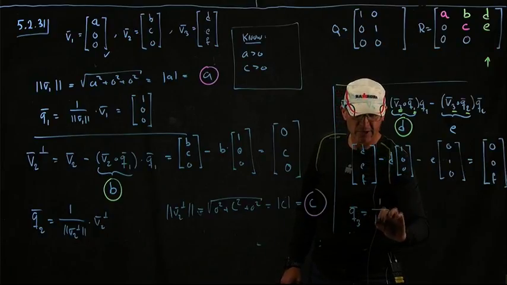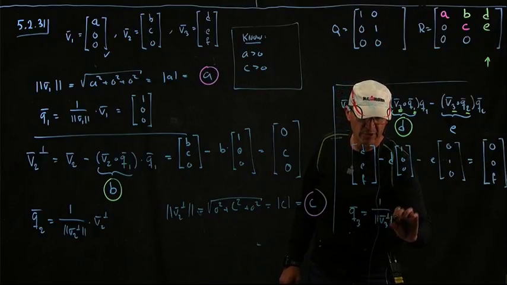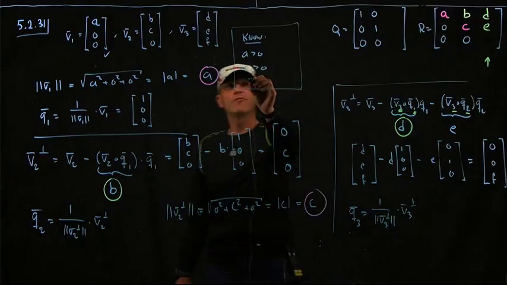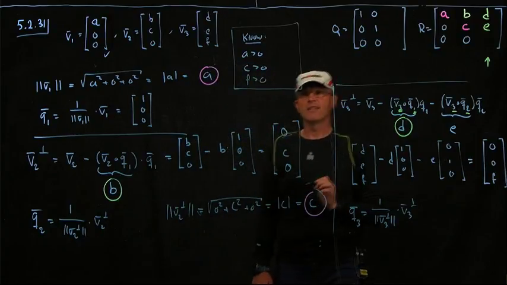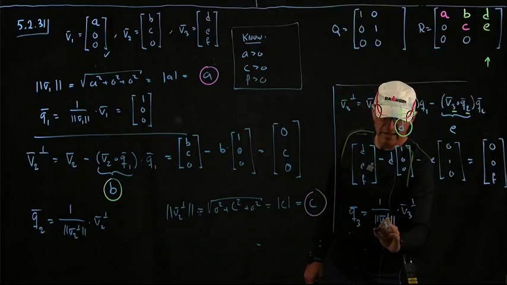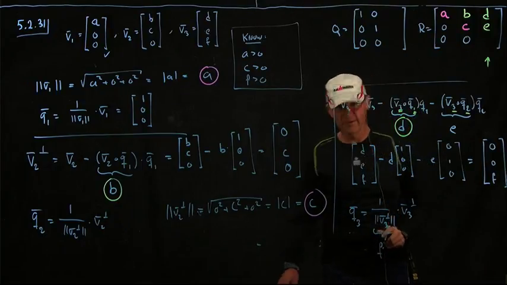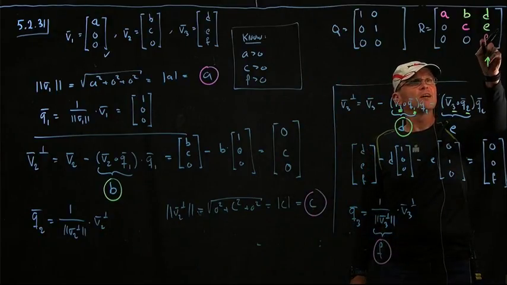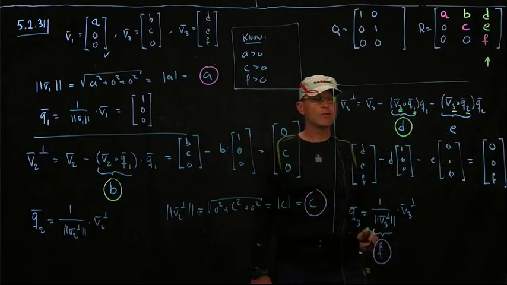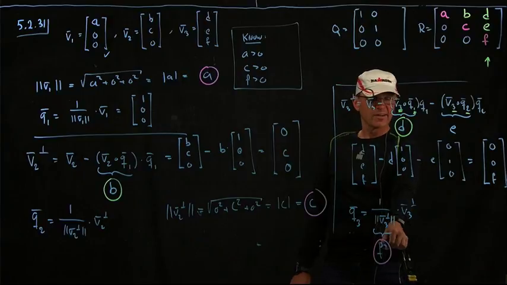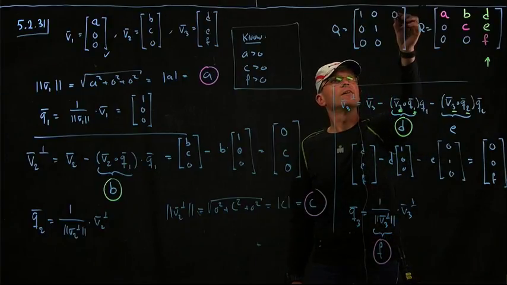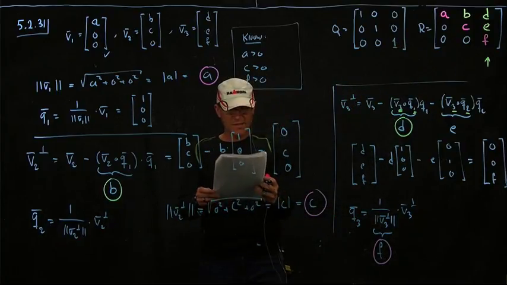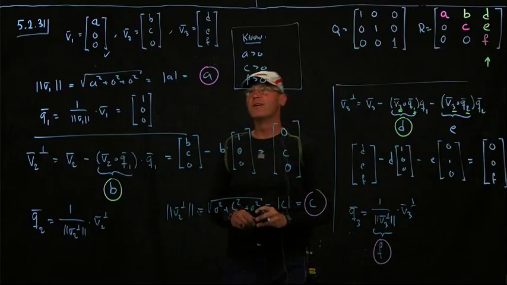Again, Q3 is 1 over the length of V3 perpendicular times V3 perpendicular, right? And as before, we have one more piece of information, that F is greater than 0. So the length here is just F. So again, we've computed a length. And then when we normalize V3 perpendicular by dividing through by the length, we get the 0, 0, 1 vector, right? So that is the full story for that problem.